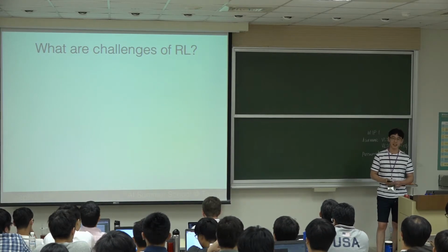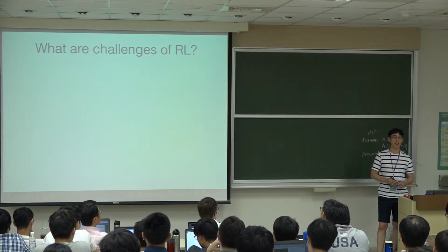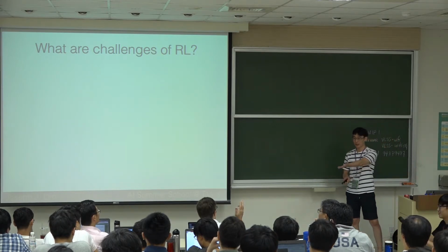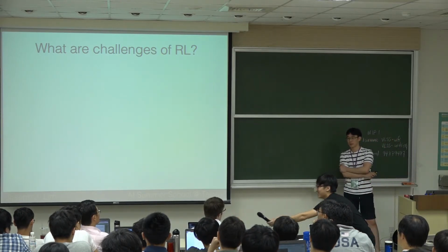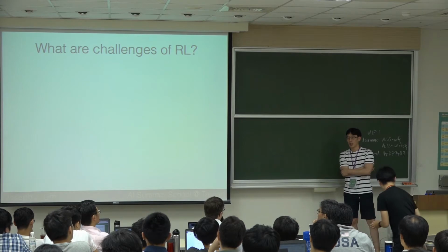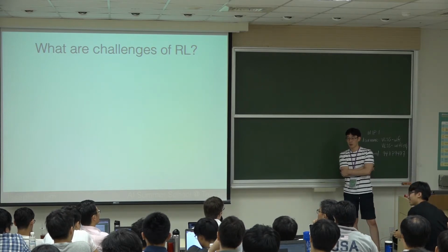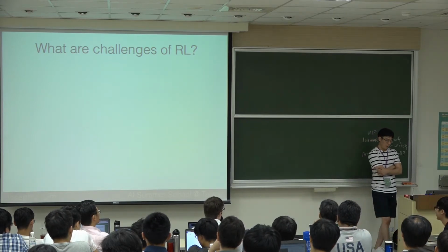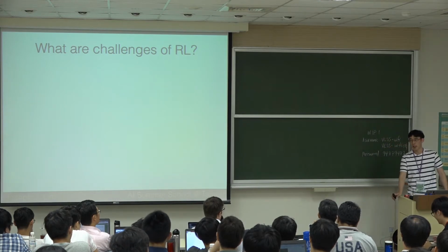And anything else? Anything else I mentioned or anything else you think of? Yes? How to decrease the number of iterations required to actually train a network using reinforcement learning?